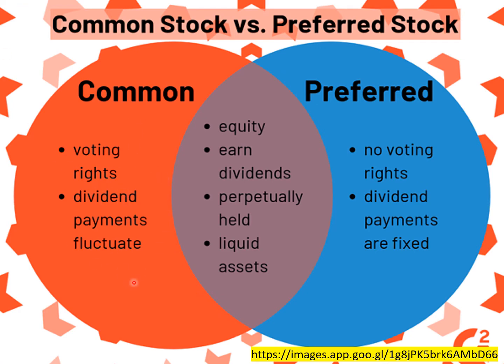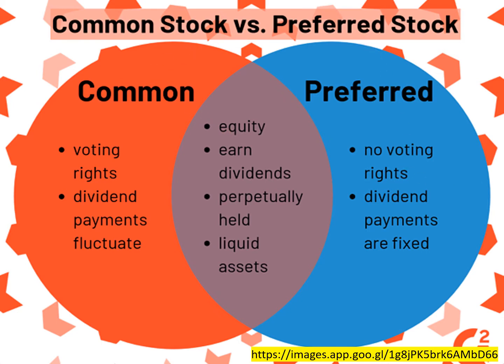Kasi kung tataas ang kita ng company, ng corporation, tataas din ang dividend mo. Kung mababa naman, mababa din ang makukuha mo. Unlike in preferred stock, dividend payments are fixed. Kung ito ay 100 a month, 100 din a month. Fixed siya. Naka-indicate na yan sa certificate. Naka-fix na yung makukuha mong dividend kung kailan mo gusto. Is it monthly, quarterly, semi-annually, or annually? Okay, so these are the differences and the similarities between common stocks and preferred stocks.